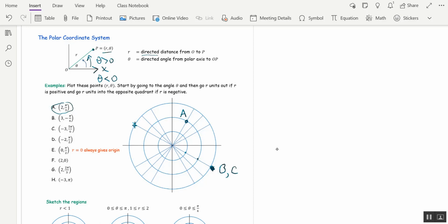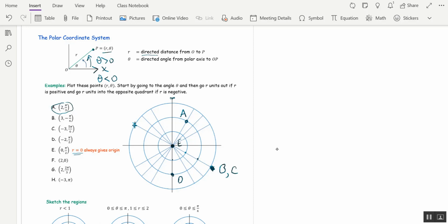Let's do another one with r negative. I go to the angle pi over 2, which is up here, positive y-axis, and I go 2 units in the opposite direction. 1, 2. So this would be point D, all right? E tells you what to do when r is 0. When r is 0, you're going to go 0 units out from the origin, so the angle is irrelevant. If you're 0 units out, you're at the origin. So it doesn't matter that that was pi over 2. It could have been pi over 7. We would still be here at the origin.